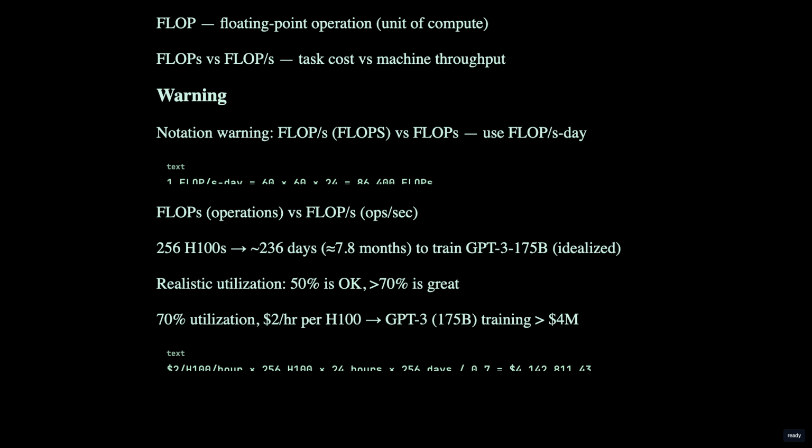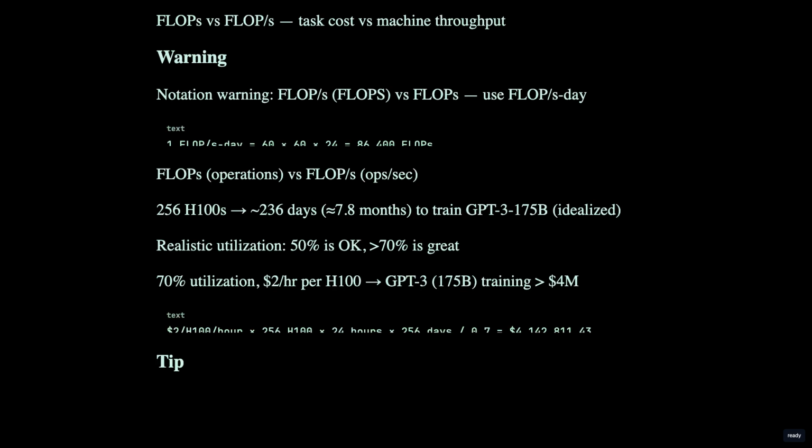This single-line calculation multiplies a unit rate, $2 per H100 per hour, by the number of GPUs, 256, hours per day, 24, and days, 256, to compute total billed GPU hours. It then divides by 0.7 to account for 70% utilization or other overheads, which raises the effective cost. Read it left to right. Unit cost times quantity times time. Then adjust for utilization to get the final estimated cost of $4,142,811.43.